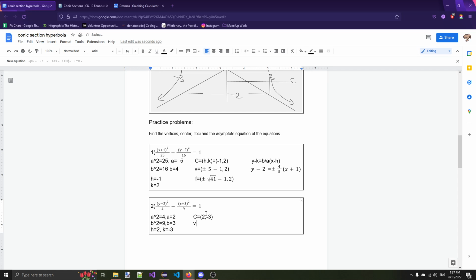Now, what are the vertices? That's right, it's plus or minus a, so 2, plus h, so 2, and then comma k.